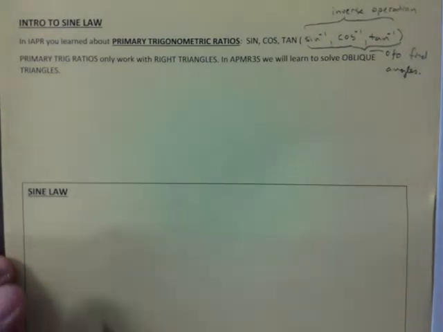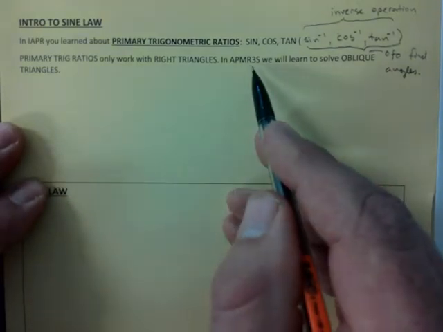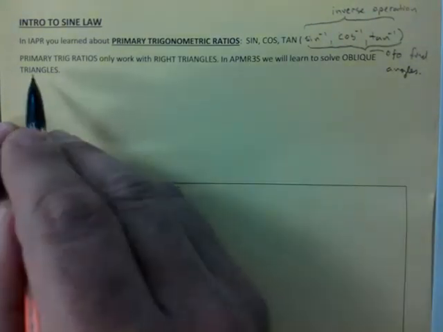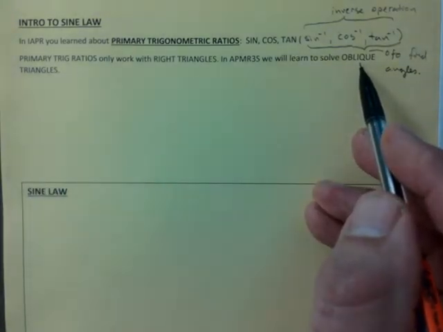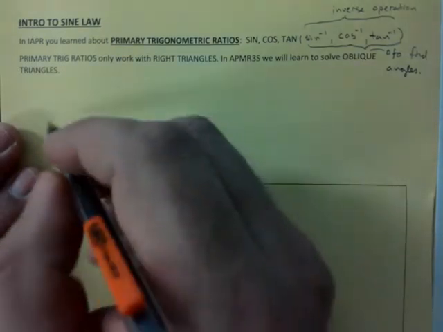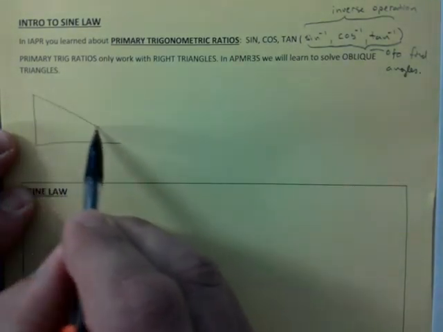So anyways, primary trig ratios only work with right triangles. And in grade 11 applied, we will learn to solve for oblique triangles. Oblique is anything that isn't right. Okay, so here, let me just give you a little sketch here.